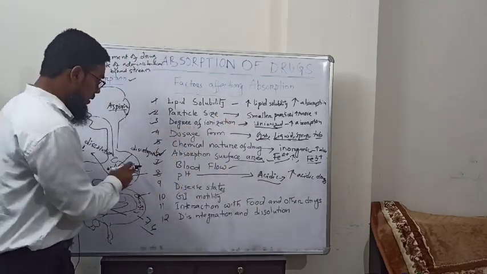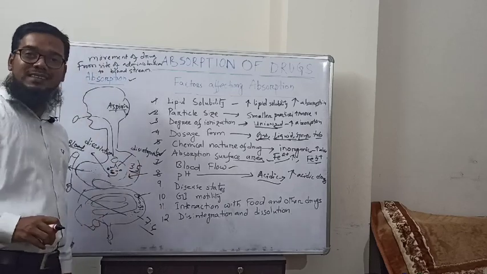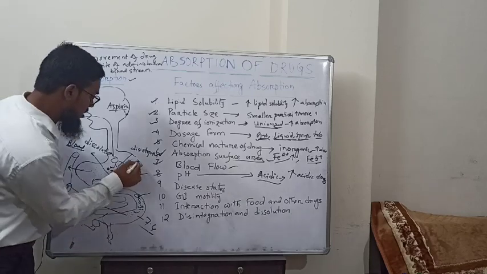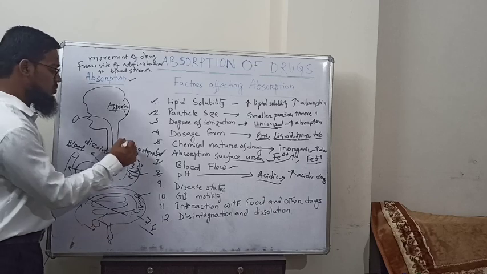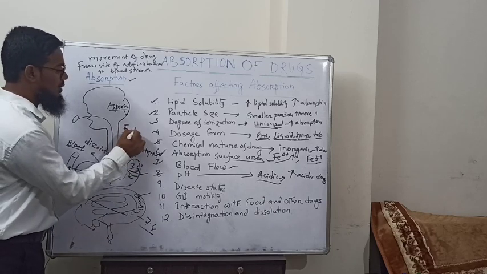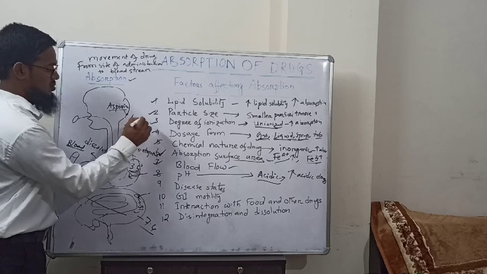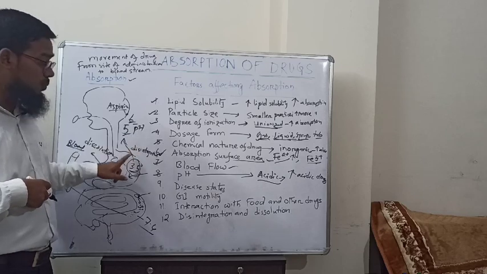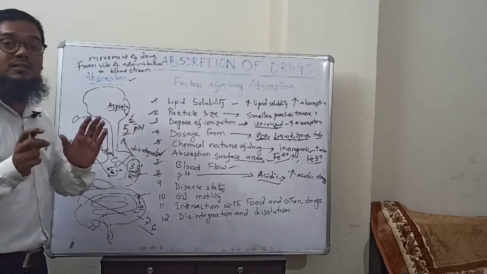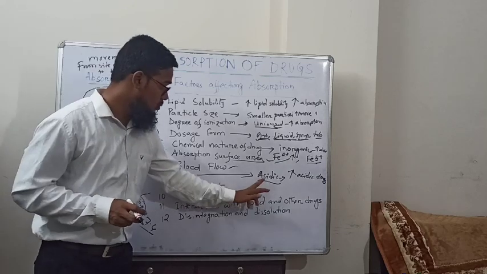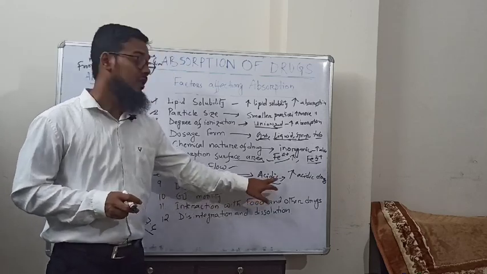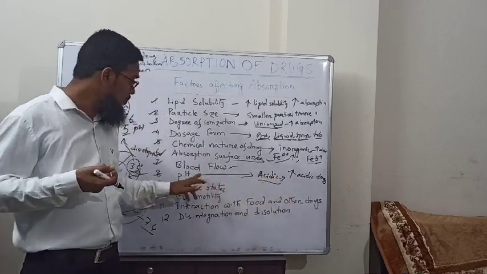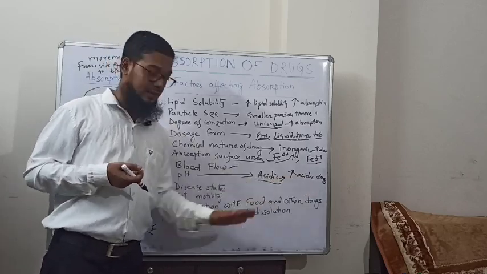Now what happens if our stomach pH is not acidic? If the acidity of the stomach is decreased, the pH will increase. It becomes slightly more, pH 5 or 6, if we take an antacid or any other thing. Then the absorption of the acidic drug will decrease, because in acidic pH the acidic drug absorption increases, but if we change the pH, then the absorption will decrease.